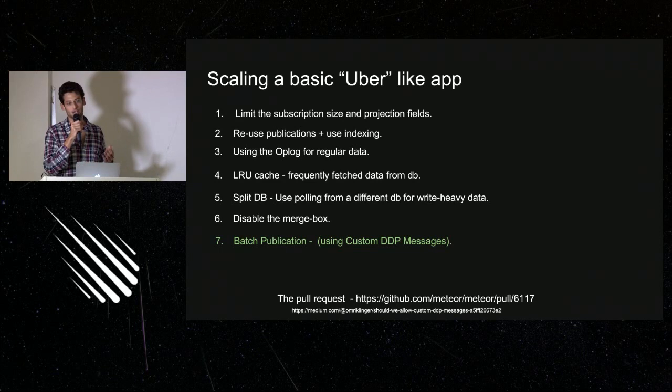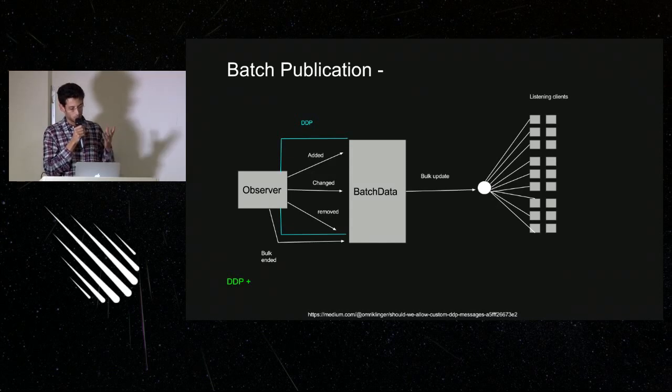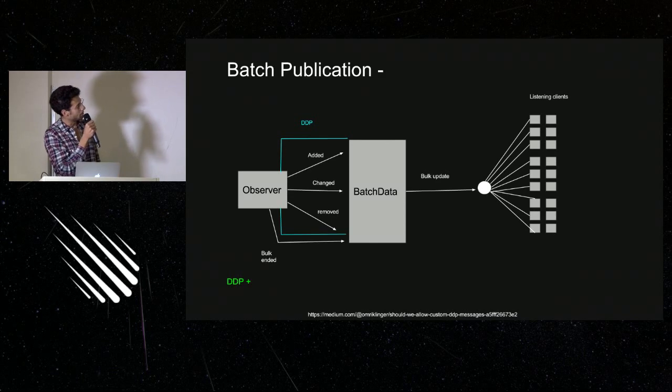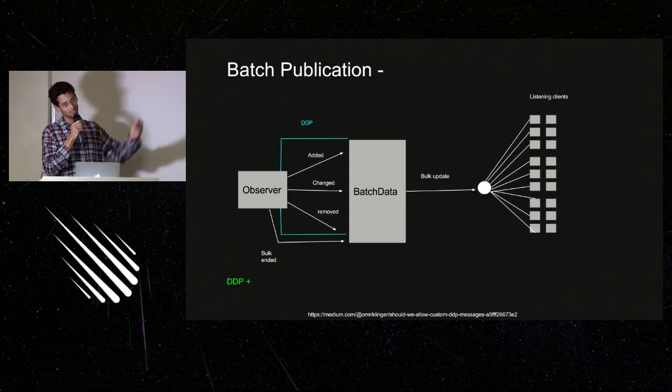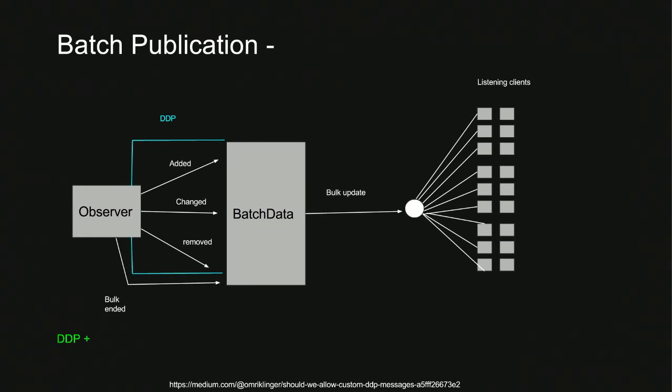The extension actually lets you extend the DDP protocol with custom messages that are really important in order to scale you up better. And there is a link here to a Medium post where I explain why we should allow custom DDP messages. But what is batch publication? The idea is simple. When we are listening to the observer and get the added, changed, and removed messages, instead of stringifying each message and sending it to each client, we batch all those messages together and send them as one bulk to all the clients. That way, it doesn't really matter how many clients are connected to the same subscription, because they all get the same shared data when they are connected to it.